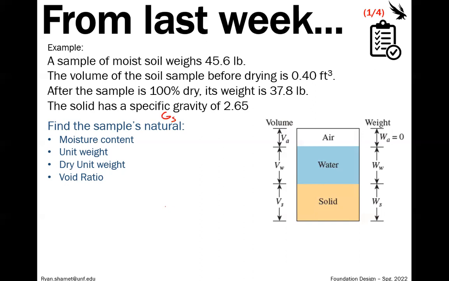So from just going out, digging a hole and taking that sample, let's see if we can find the moisture content, the unit weight, the dry unit weight, and the void ratio.